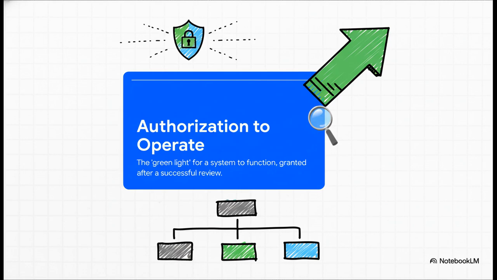Now, in a lot of sectors, especially government and military, this whole process leads to something called an authorization to operate, or an ATO. Think of it as the official green light from senior management. It's the formal decision that says, yes, this system can go live, and, maybe even more importantly, we explicitly accept whatever risk is left over.